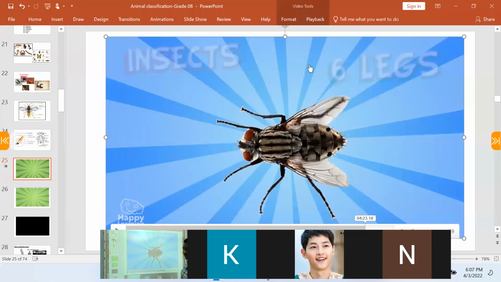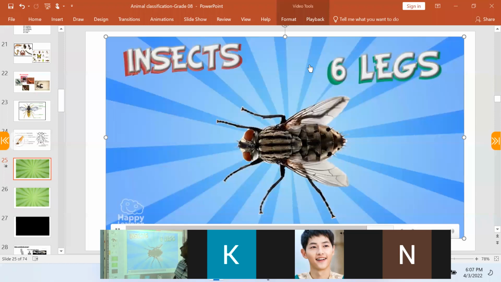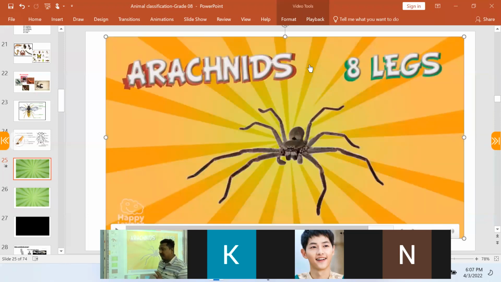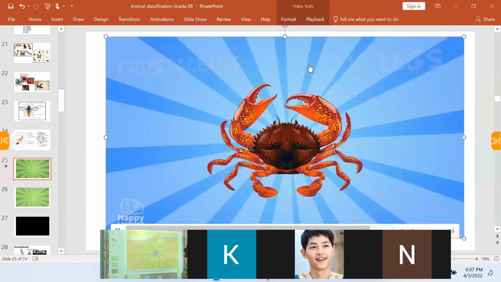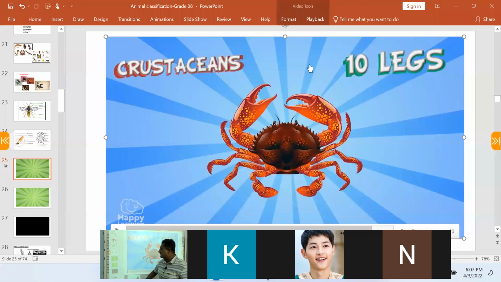You don't need to commit those words by heart, but: insects, 6 legs. Arachnids, arachnid means spiders. They have 8 legs. Crustaceans, 10 legs. Crustaceans means lobsters, crabs, and the prawns. They have 10 legs.